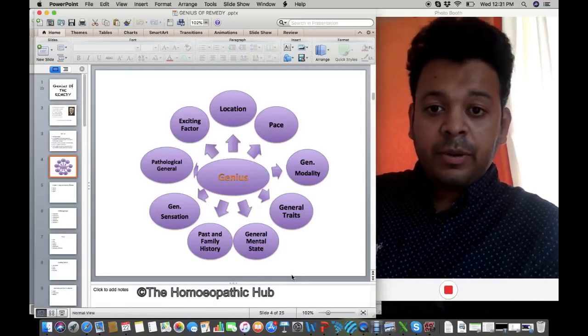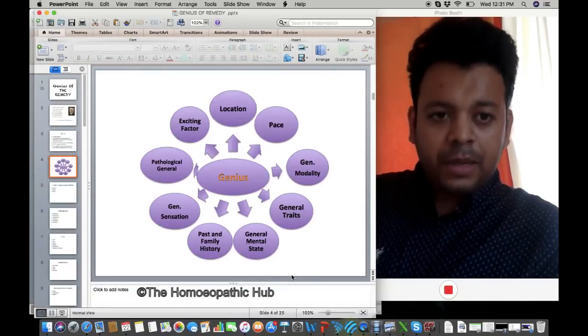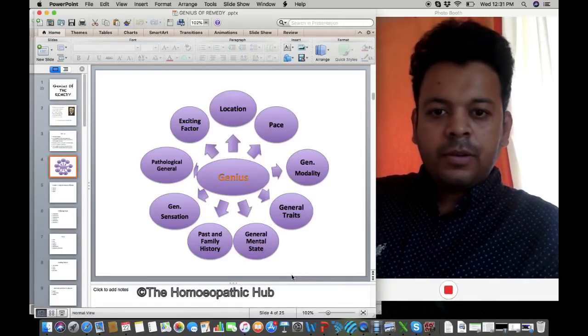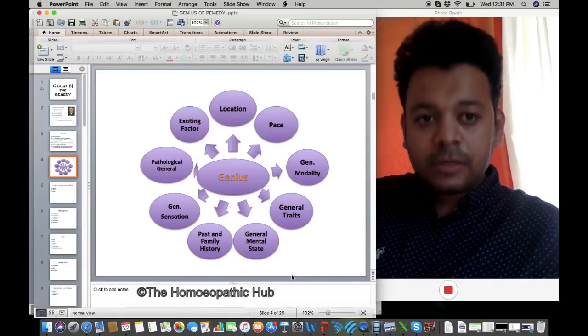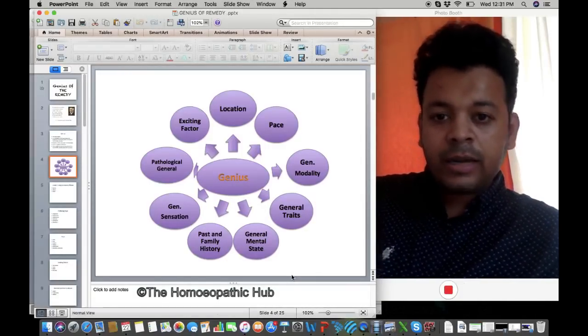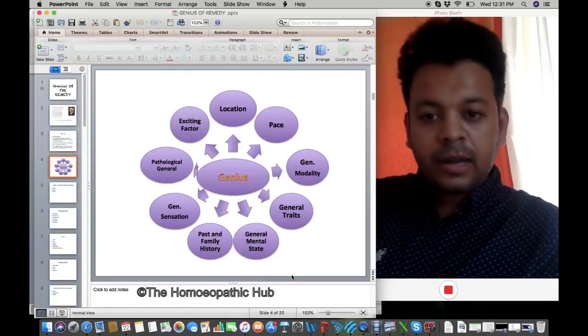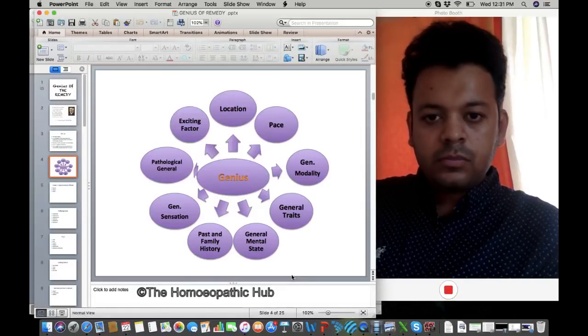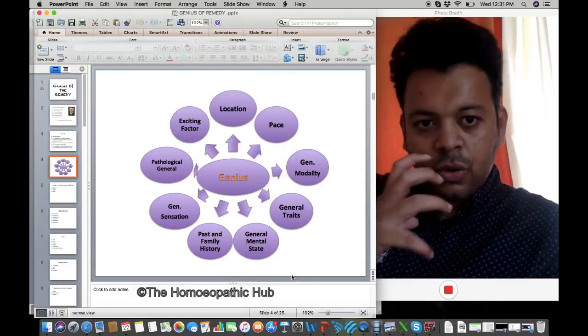Mental state, general mental state. Aurum is typically sad. Sulfur is typically critical. Past history, family history. Recurrent history of cancer in the family. You think only Carcinosin. Other remedies, Sarsaparilla and Tuberculinum. General sensation. For example, throbbing is a very strong sensation of Bryonia.